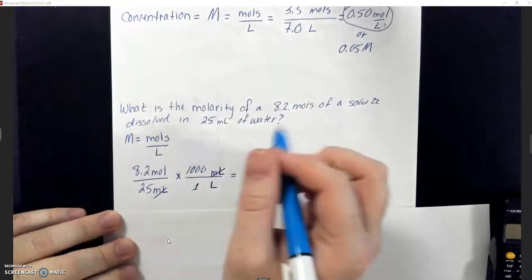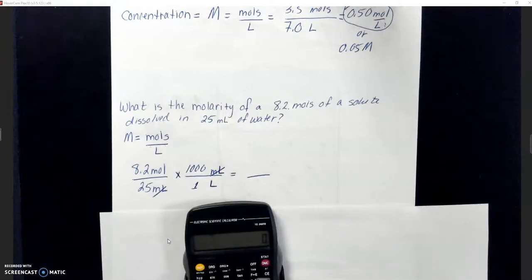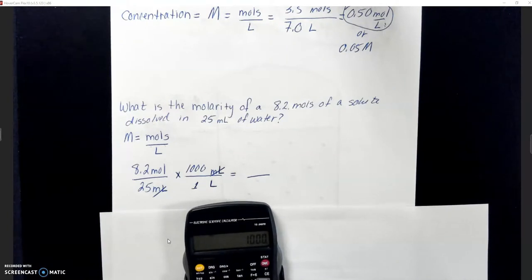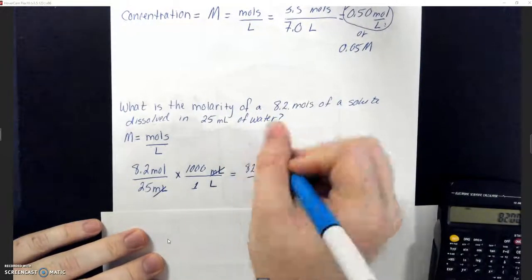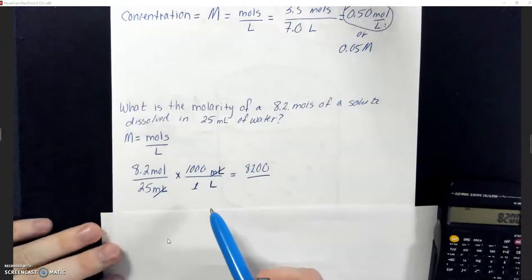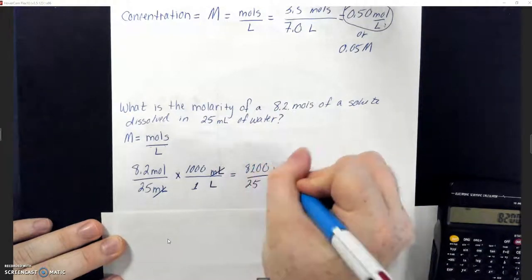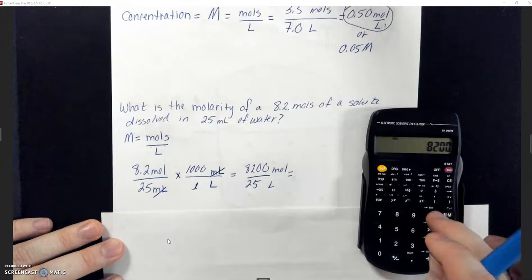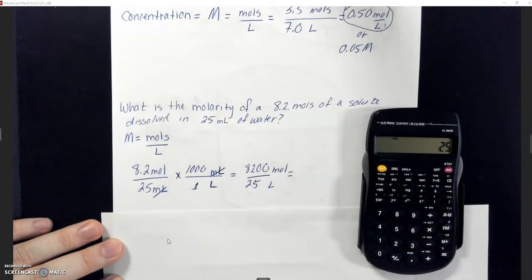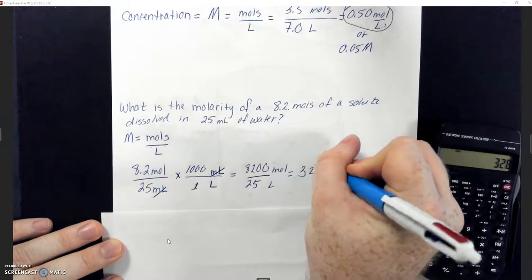These cross cancel. And now we just need to do the math. 8.2 times 1,000 is 8,200. 25 times 1 is 25, and the units are moles per liter. Now we need to divide 8,200 by 25, and then that equals 328 moles per liter.